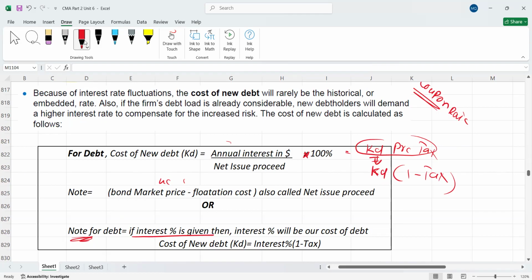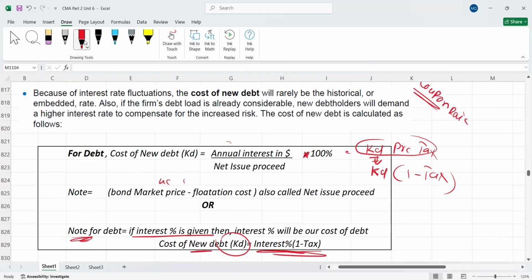Then how will you calculate the cost of debt? If only the interest rate is given, then you will use the cost of new debt. How? Simple formula: interest percentage times 1 minus tax. This will give you the post-tax cost of debt. And we know for the WACC formula we need the post-tax cost of debt. I hope it is clear, right?